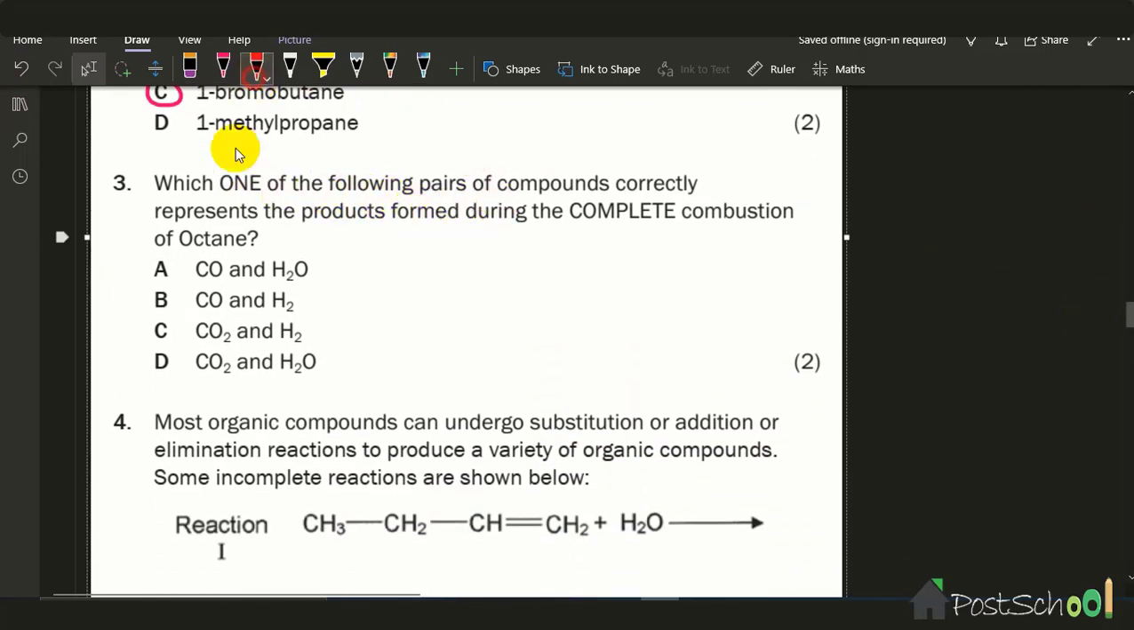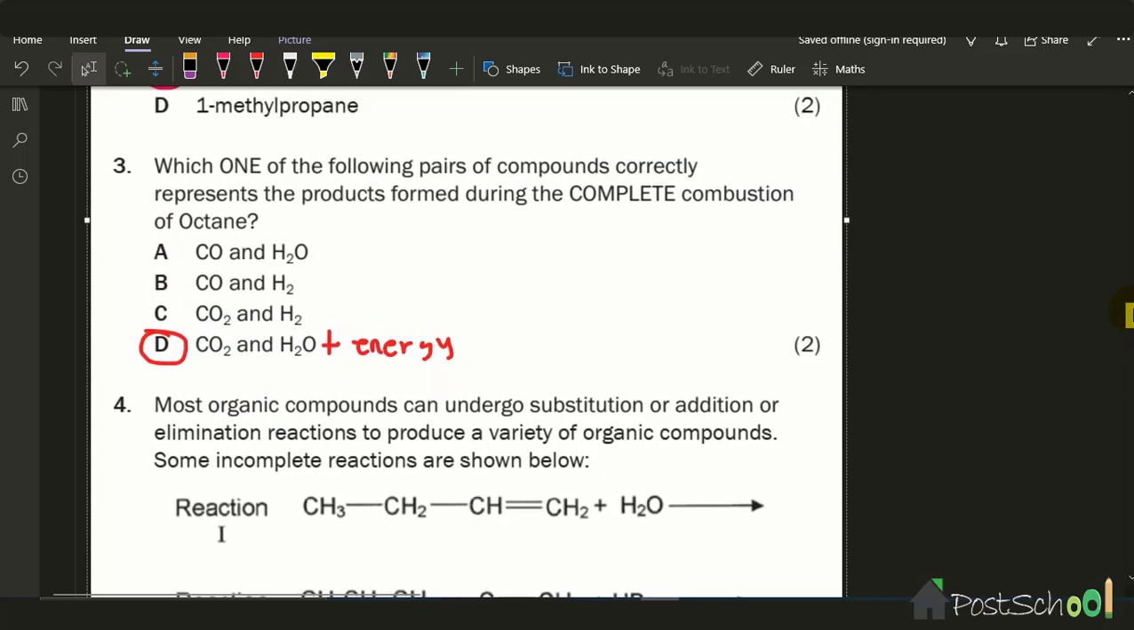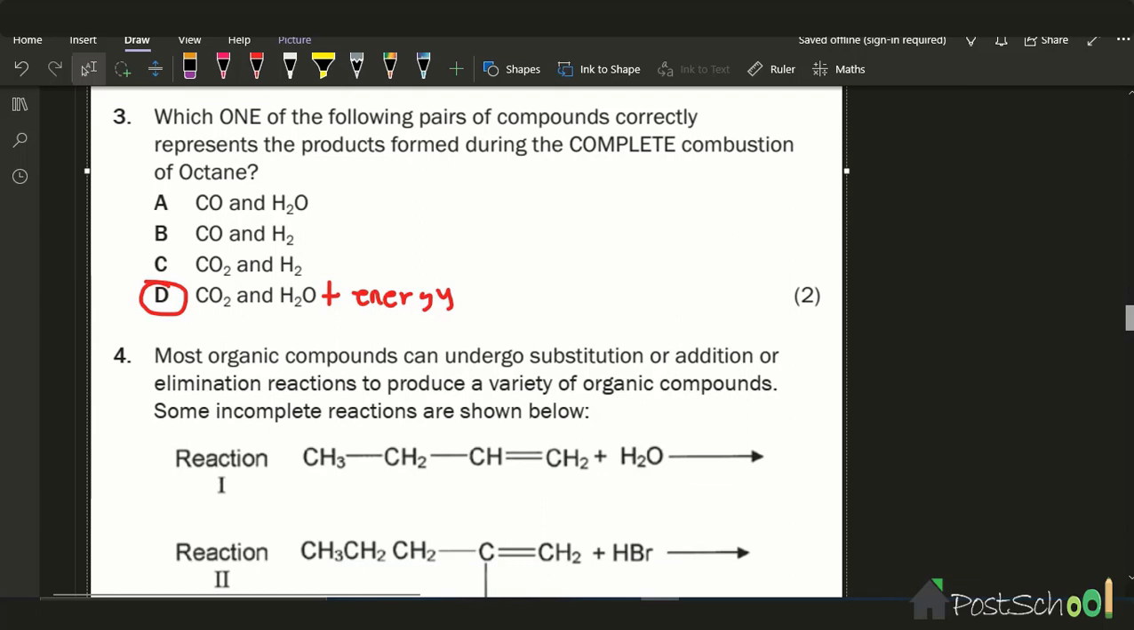Which one of the following pairs of compounds correctly represents the products formed during complete combustion of octane? When combustion takes place, what is eliminated is carbon dioxide and water, plus energy. So you must know that carbon dioxide and water are produced in a combustion reaction. Combustion goes together with oxidation reaction.